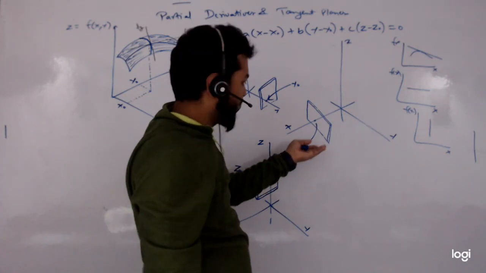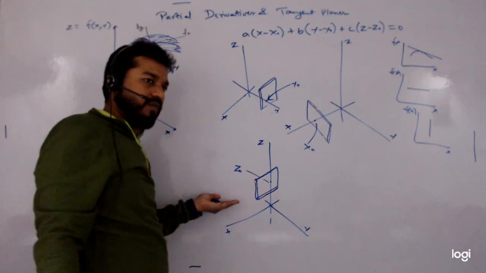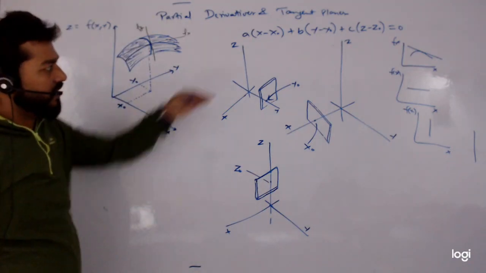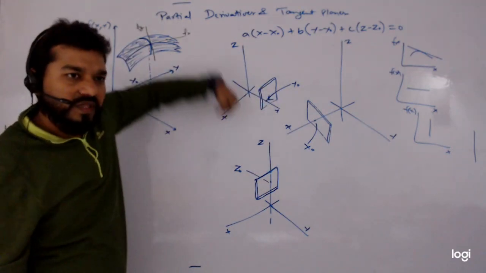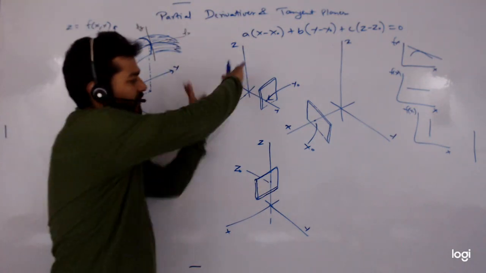Similarly, the equation of this plane would be x is equal to x naught, and z is equal to z naught. Okay, so we're just proceeding from these diagrams. Now we have a general equation. This equation can describe any plane in any direction.